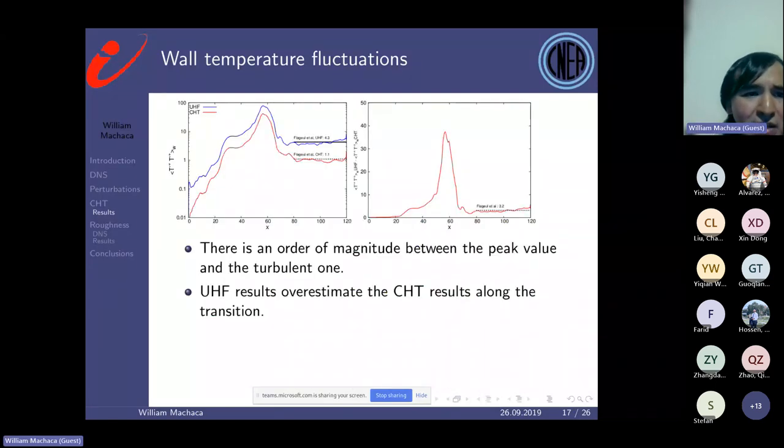In this figure, we present the evolution of the wall temperature variance along the transition for the 2 thermal boundary conditions. And in the right figure, we present the difference between the 2 thermal boundary conditions along the transition. It is important to mention that there is an order of magnitude of difference between the peak and the turbulent value. Also, it is important to see that the uniform heat flux results overestimate the conjugate heat transfer results along the transition. Then, it is important to model conjugate heat transfer in situations where thermal fatigue is a concern.